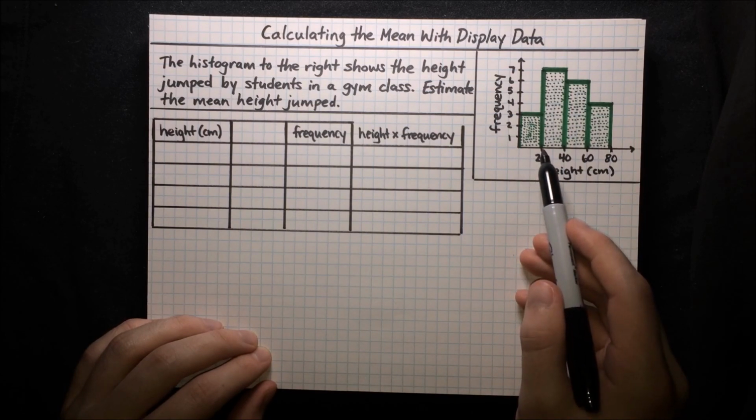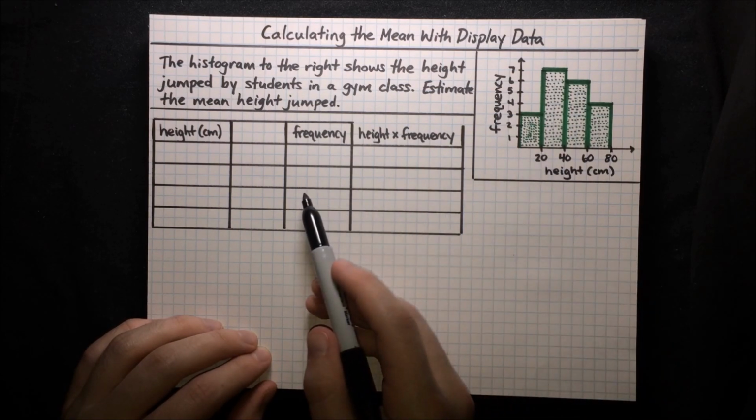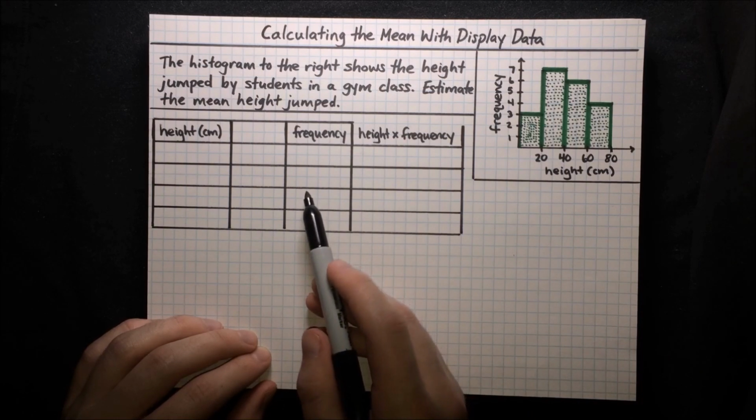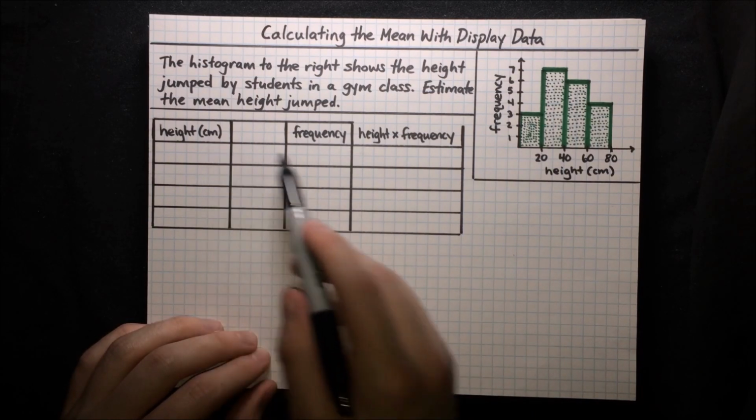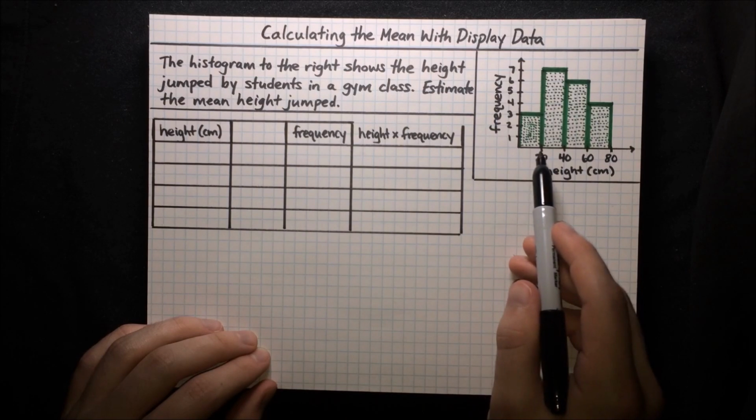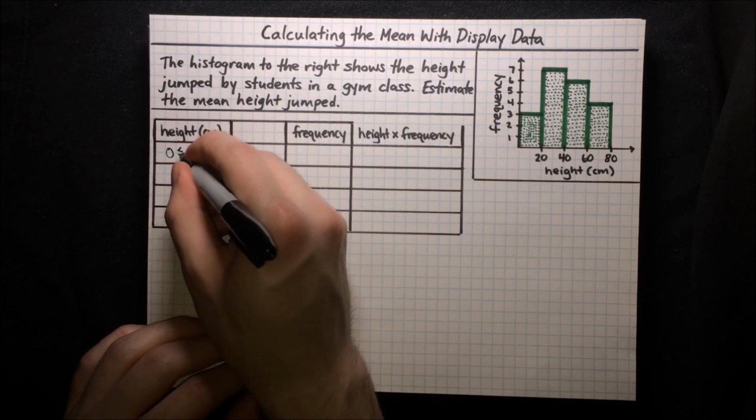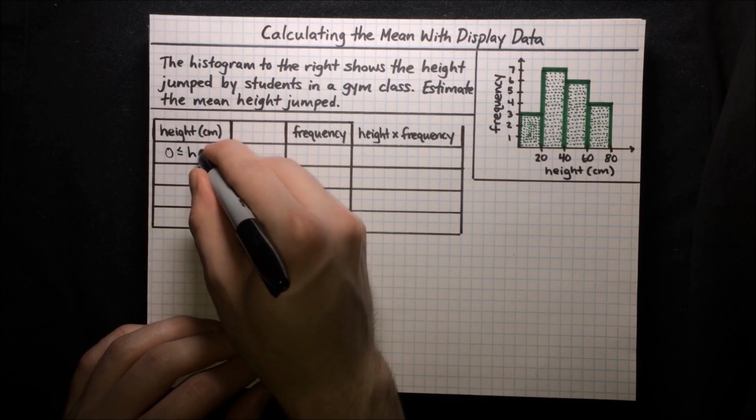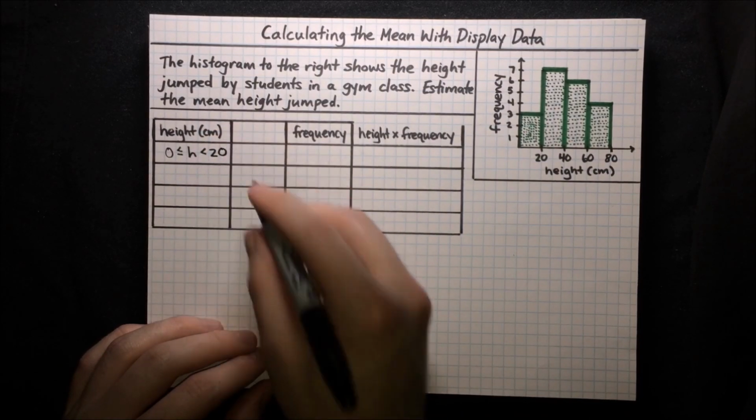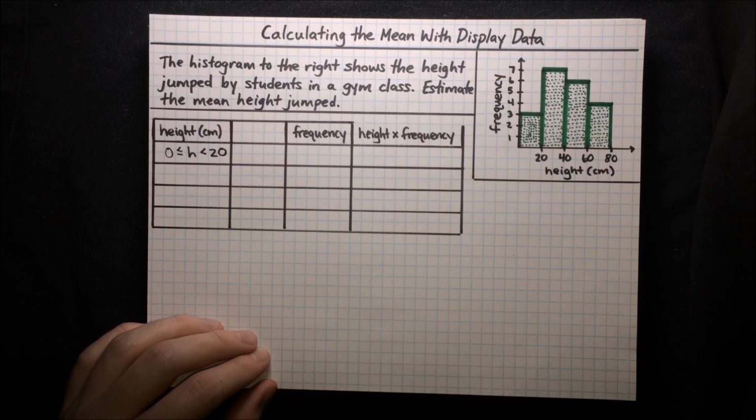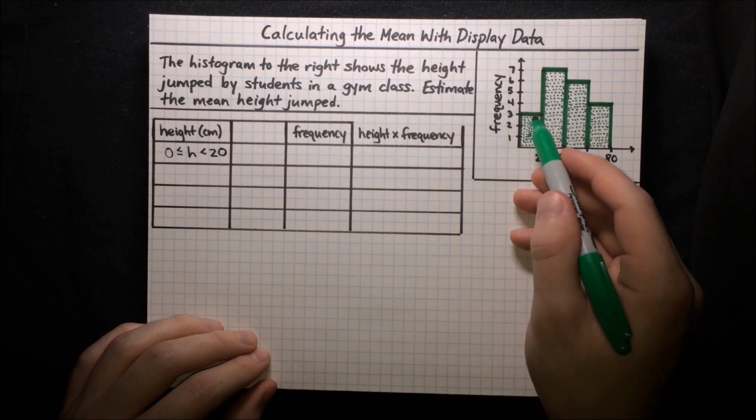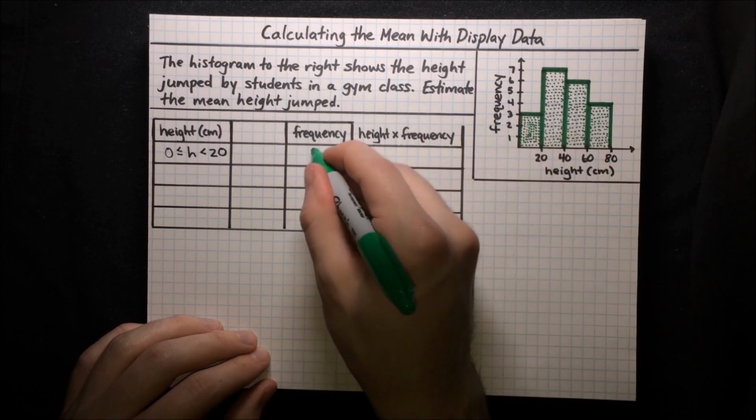So our strategy will be similar. We still want to fill in a frequency table. So why don't we go ahead and start doing that. The range of heights represented by the first rectangle here, that's just from 0 to 20 with 0 included. So 0 is less than or equal to h is less than 20. And what's our frequency? Our frequency is how tall the rectangle is, so 3.